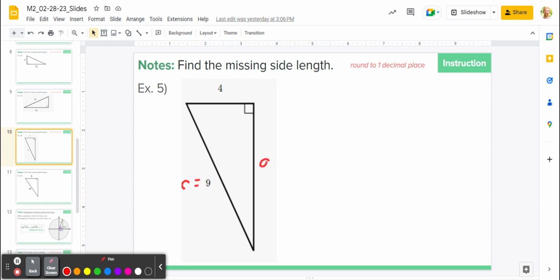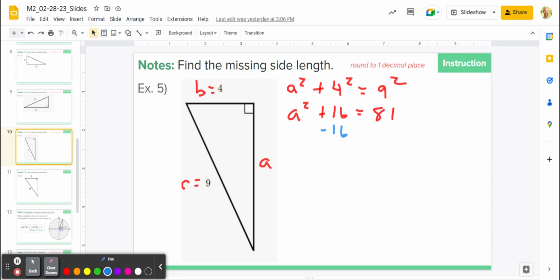Let's make our missing side length A, and set that top side length to B. Then we set up our formula, a squared plus 4 squared equals 9 squared. We can start simplifying that formula, a squared plus 16 equals 81. We can subtract 16 from both sides and that leaves us with a squared equals, let me check that out, 81 minus 16 is equal to 65.